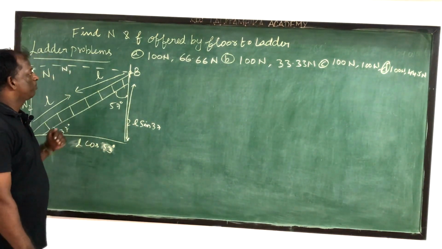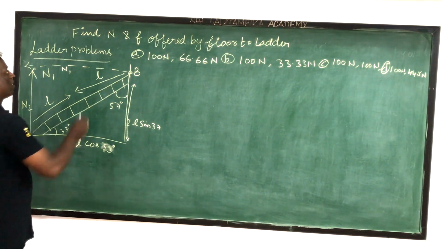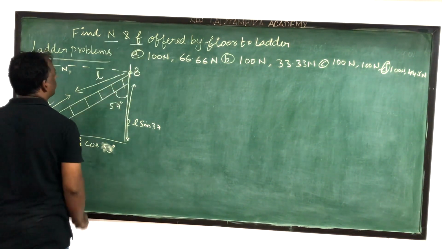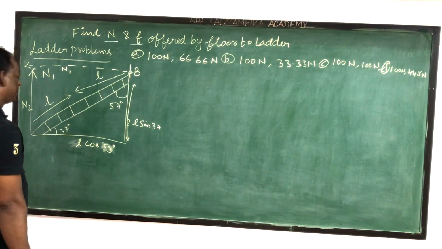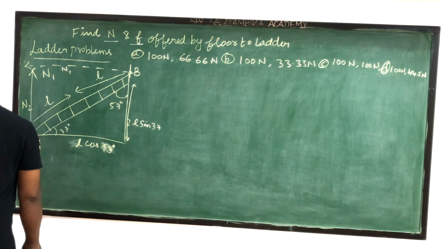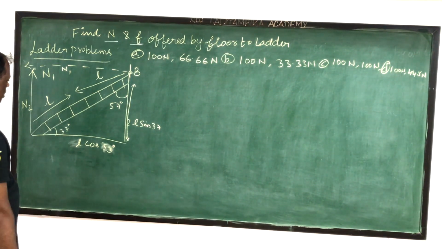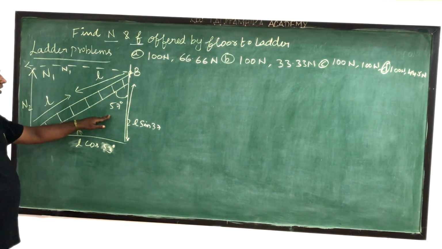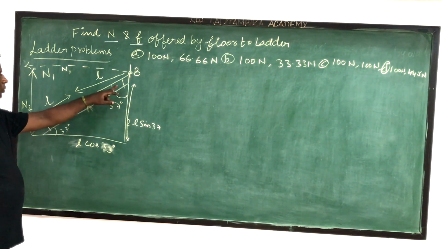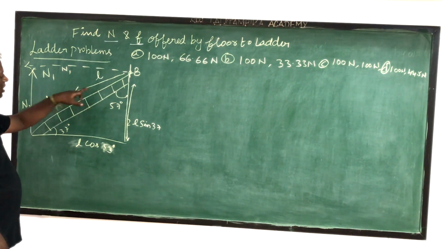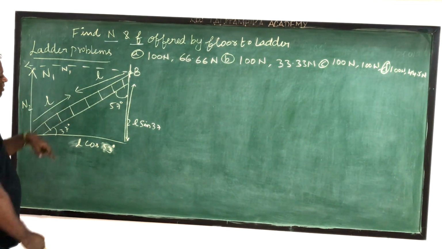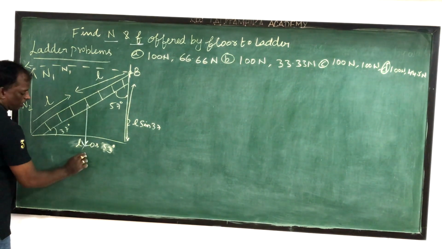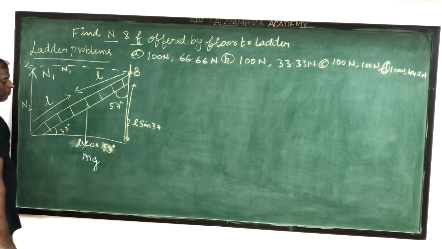So நம்ம இந்த problem இப்ப solve பண்ண போறோம். நம்ம என்ன கண்டுபிடிக்க போறோம், we are going to find out the normal reaction and the force offered by the floor to the ladder. So இதுதான் ஒரு ladder, இந்த angle 37 degree, அப்ப இது 53 degree. இதோட length பாத்தீங்கன்னாக்கா 2l இருக்குது, அதனால l plus l நம்ம divide பண்ணிருக்கோம். கீழே mg ன்னு சொல்லிட்டு act ஆகும்.